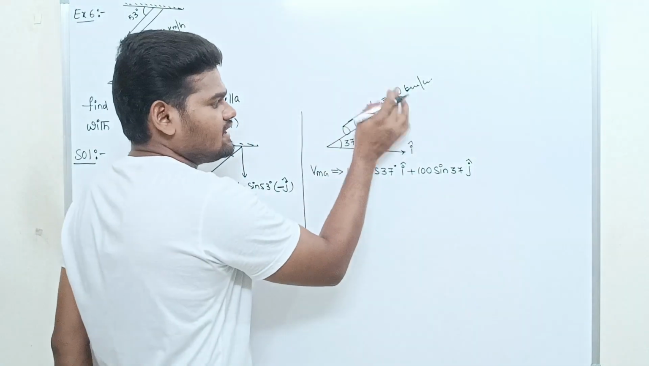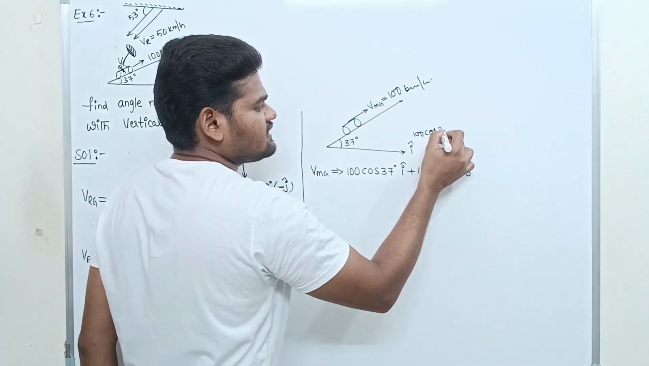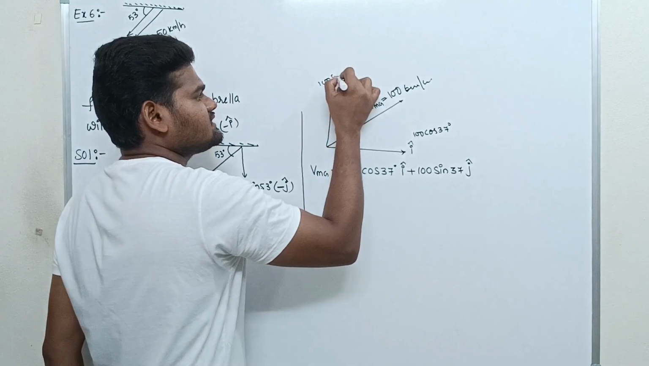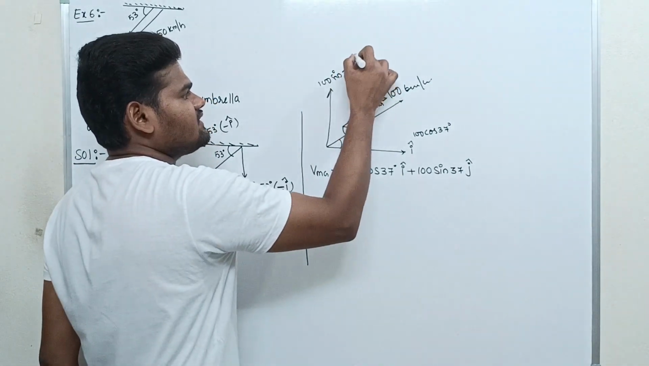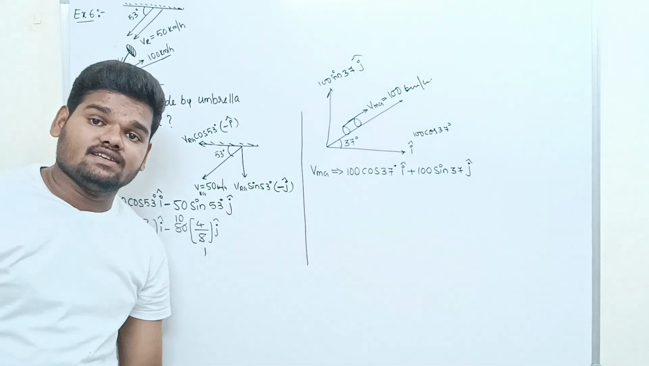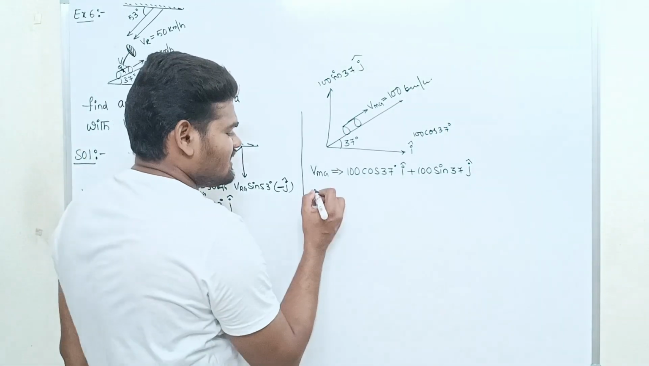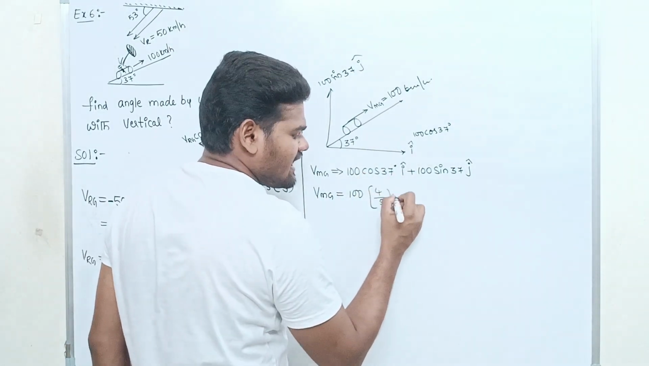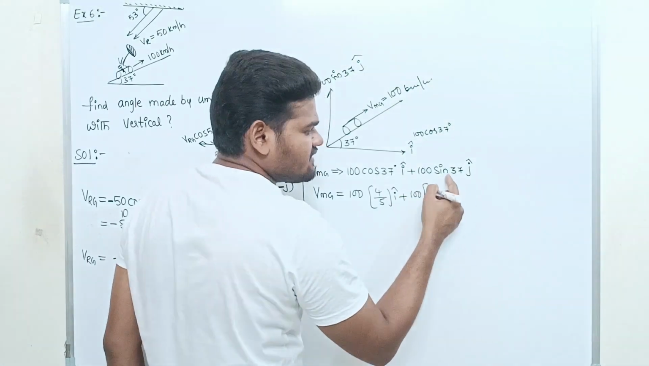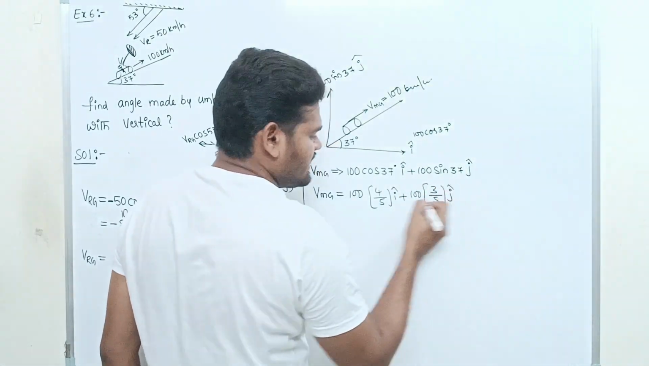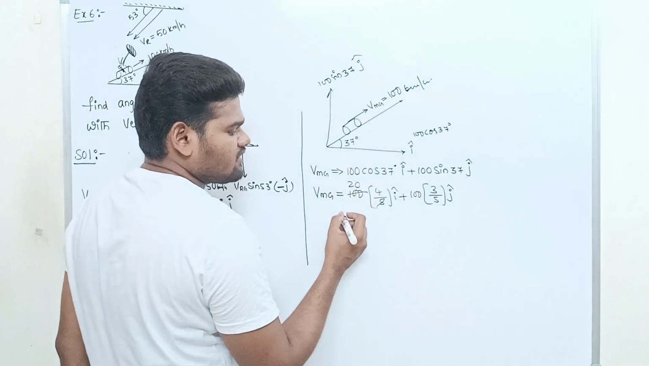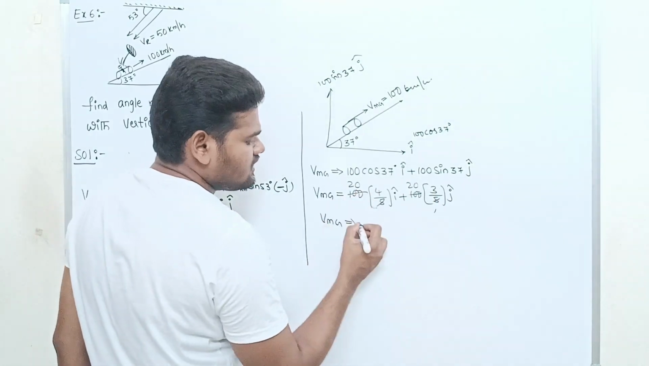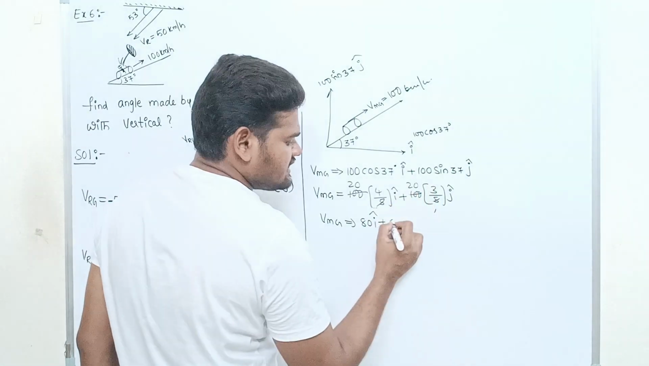Are you getting it? Along the incline, 100 cos 37 is the i cap direction, and perpendicular to this, 100 sin 37. What is the unit vector along this direction? j cap. Both are plus. That's it. Any difficulties there? So the velocity of man with respect to ground is 100 cos 37, the value of cos 37 is 4 by 5, i cap, plus 100 sin 37, the value of sin 37 is 3 by 5, j cap. 5 ones are 5, 5 twenties are 100. So velocity of man with respect to ground is equal to 80 i cap plus 60 j cap.